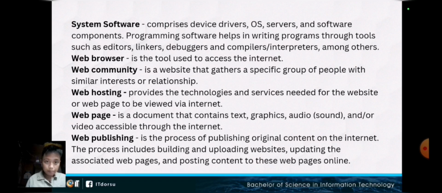Next is the web publishing. It is the process of publishing original content on the internet.